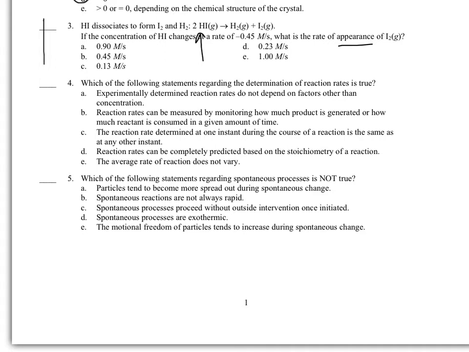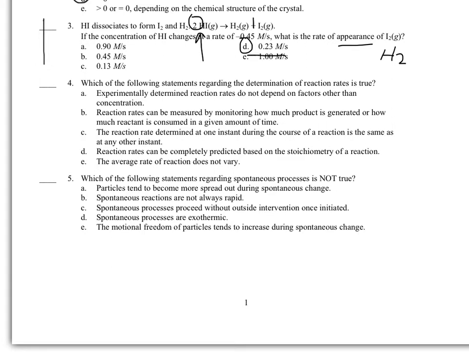And it turns out that since the coefficients of H2 and I2 are the same, it's going to be the appearance of both of those. So it could have said H2 or I2 here. It has to be an opposite sign, because it's appearing rather than disappearing. Reactants disappear, products appear. And since the coefficient here is a 2 and the implied coefficient there is a 1, it has to be half as much. And so half of 0.45 is 0.23.